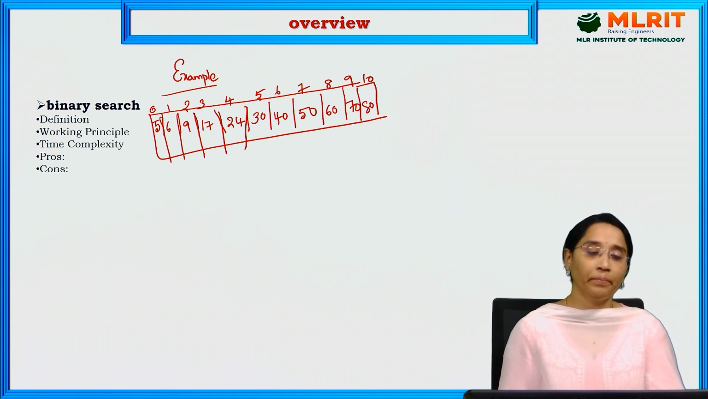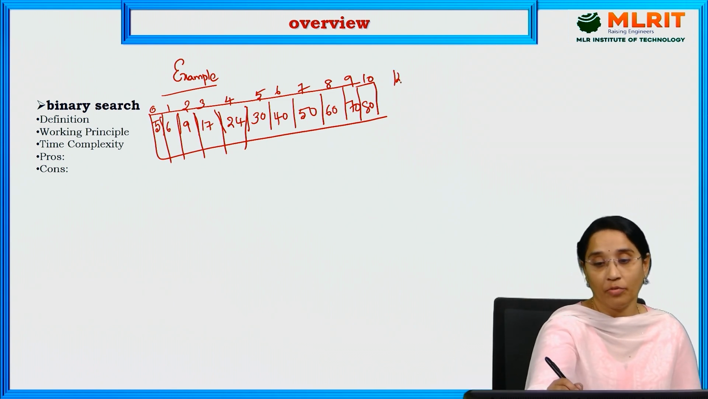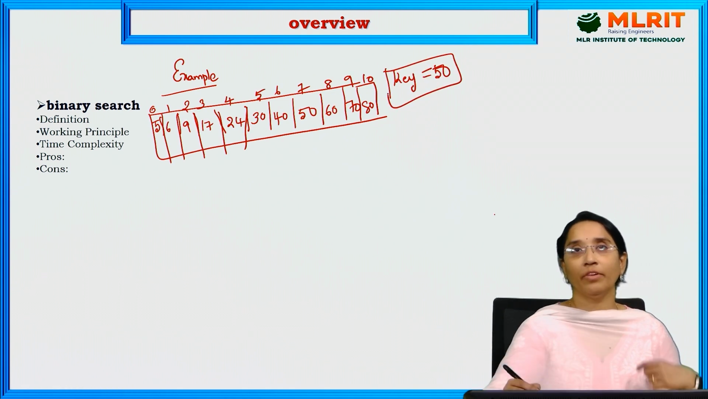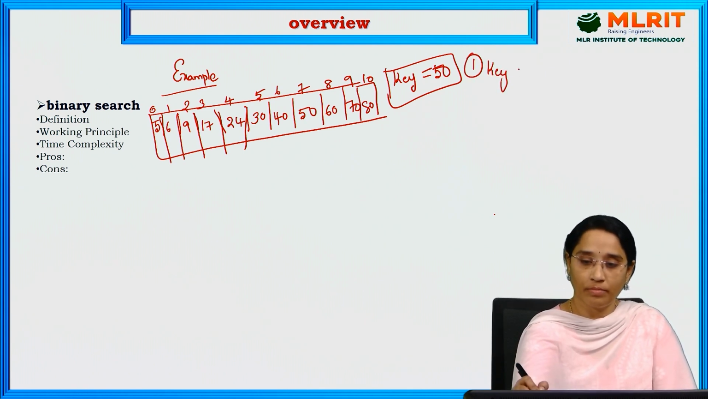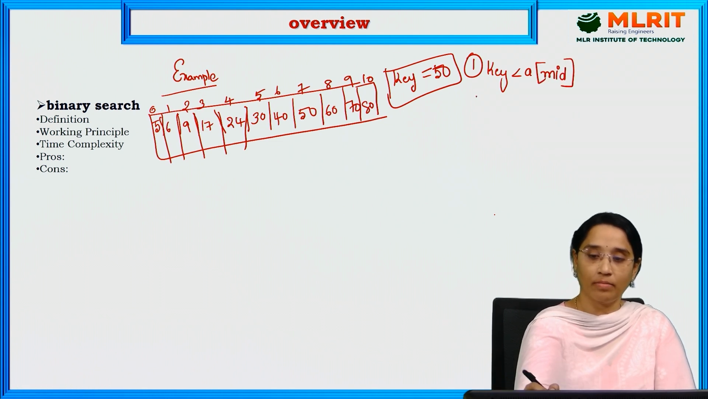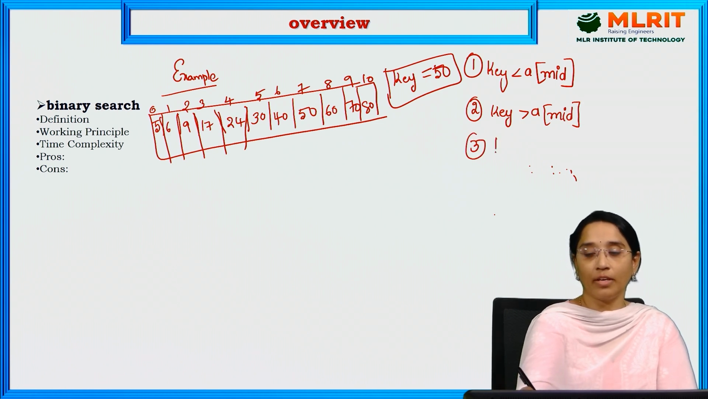So this is your array. Now we will start comparing the value with the key value. Consider the key value is 50. Here we have 3 cases. First one, key less than A of mid. Second, key greater than A of mid, and third case, key equal to A of mid. So we have the three cases.